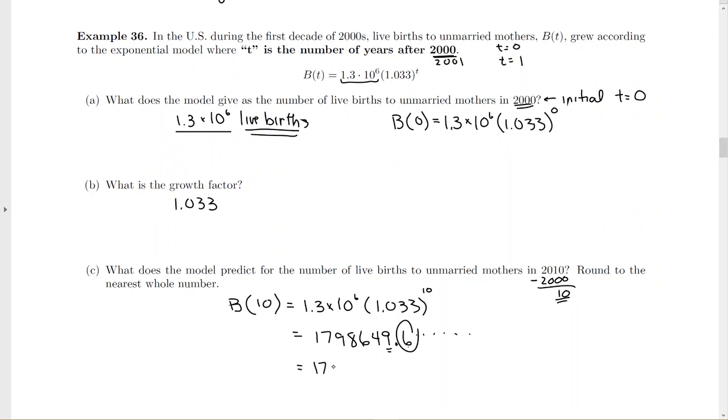So 1,798,650, and then the unit label on it is live births. If you don't put the unit label on it, there's going to be a point or two taken off, so make sure you're putting that unit label on there for the word problem part. Okay?